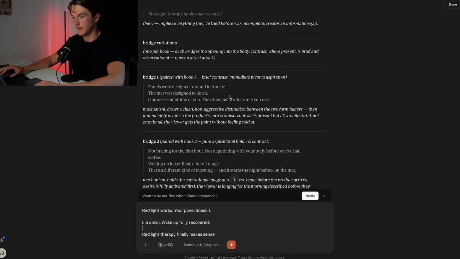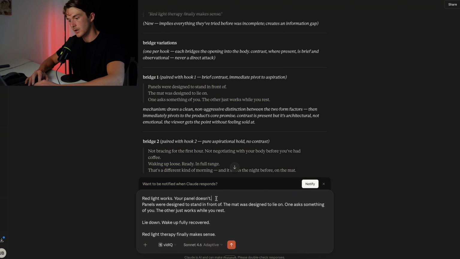You don't have to overcomplicate it. And then we've got bridge 1. So this matches up with hook 1. Panels were designed to stand in front of. The mat was designed to lie on. One asks something of you, the other just works while you rest.